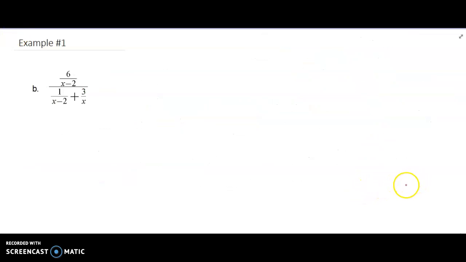All right, let's look at another one. Now, if you're adventurous and you want to try this one on your own, go ahead and pause this, work it out, and then check it. If you're not quite confident yet, that's okay. We'll go through this one together. Okay, so once again, we're going to look at the denominator by itself first. Okay, so 1 over x minus 2 plus 3 over x.